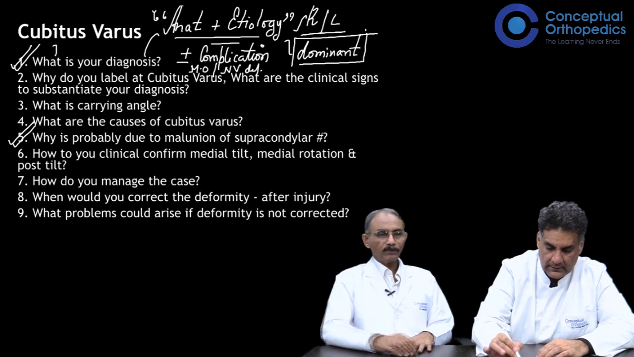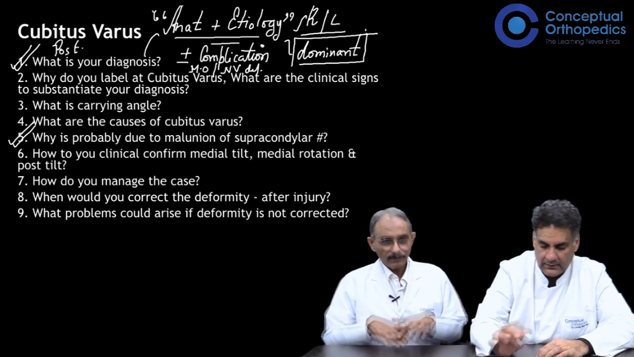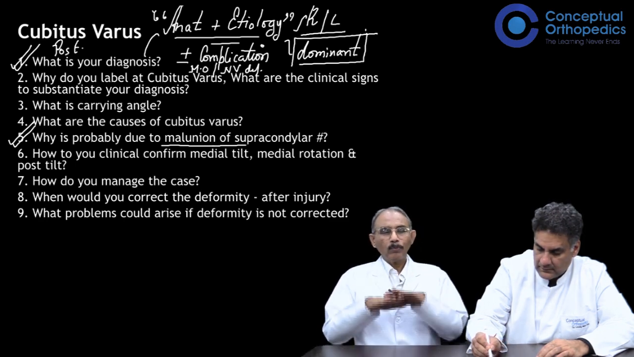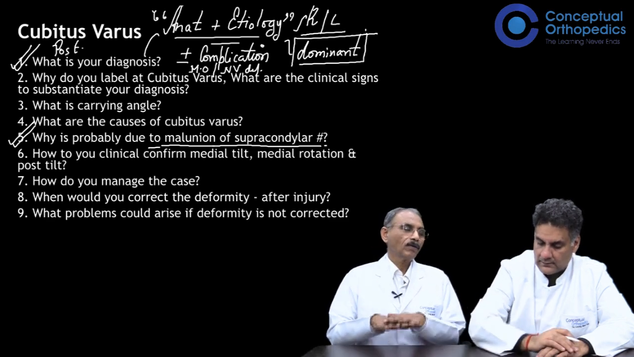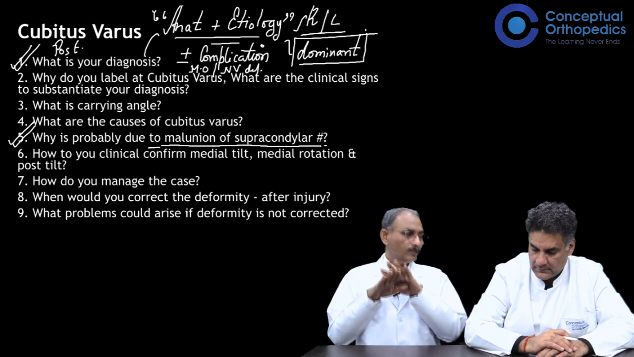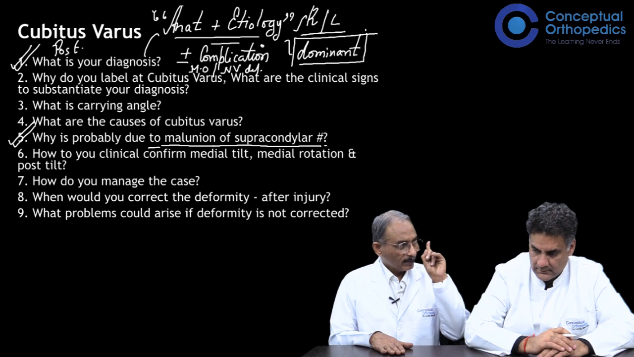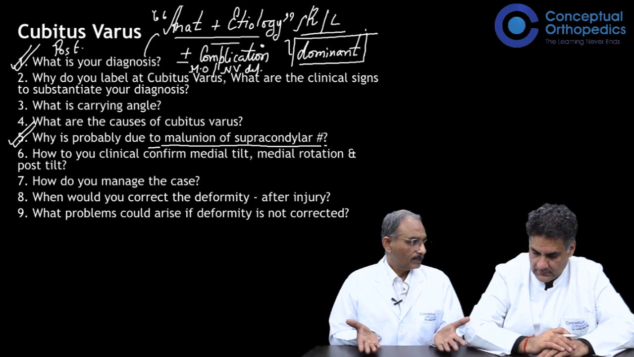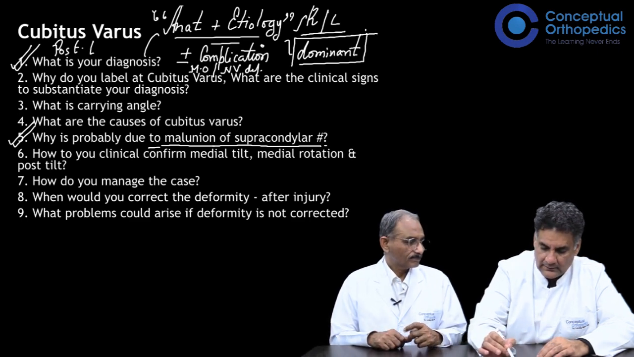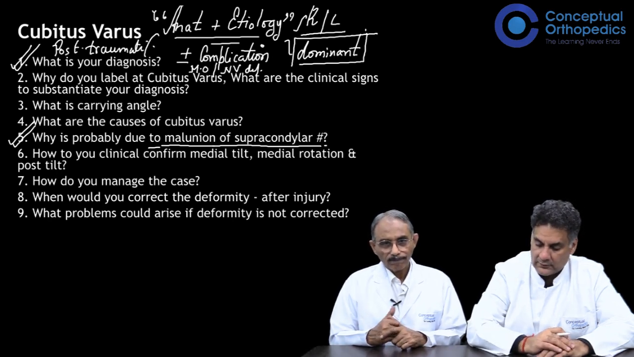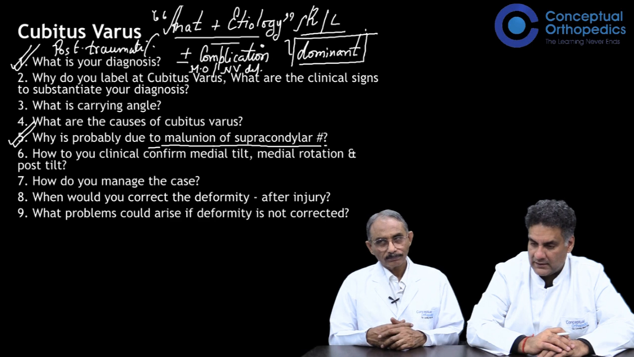Okay? Right. So a complete diagnosis would be a 6-year-old, right-hand dominant boy with a cubitus varus deformity following a supracondylar fracture, post-traumatic, suffered 1 year back, presenting to us with this deformity. So that comes to my fifth question, sir. Why is it supracondylar fracture humerus? It also comes to the second question, sir. Why did I label it as cubitus varus?